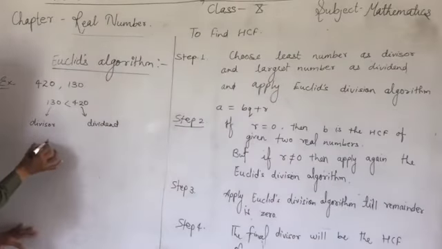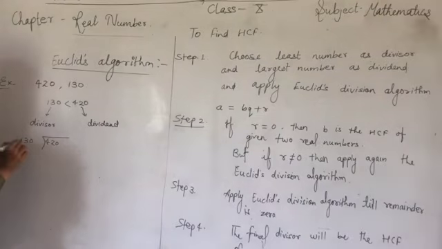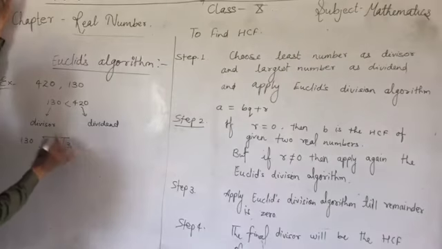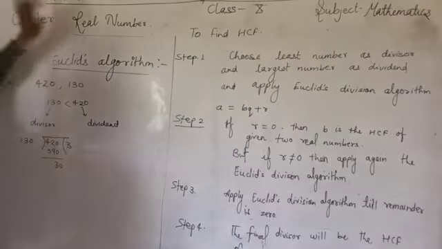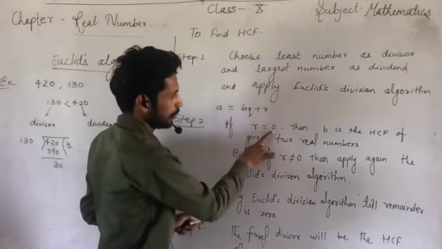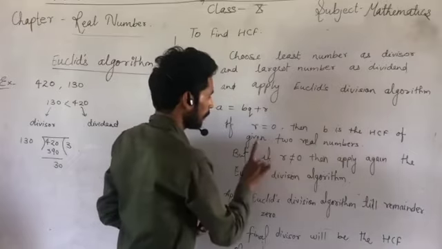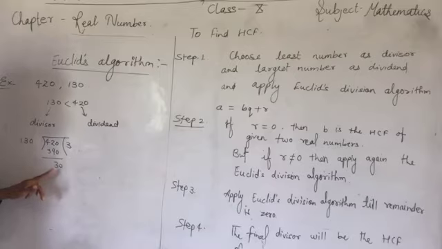That means 420 is the dividend, 130 is the divisor. Now we can go 3 times, that is 390. The remainder is 30. In the second step, if R equals 0, then B is the HCF of the given two real numbers. But we can see here the remainder is something. The remainder does not equal 0.